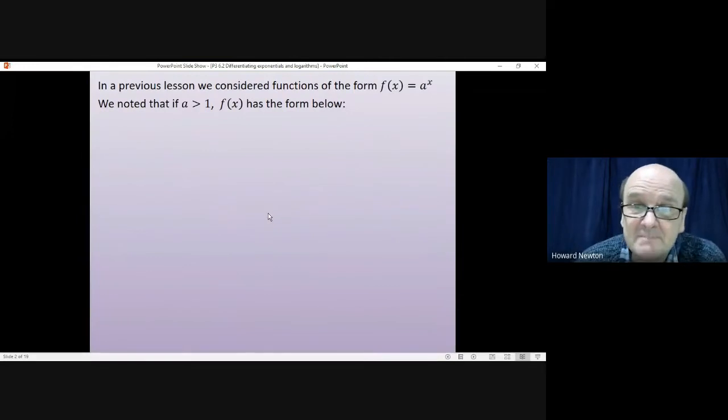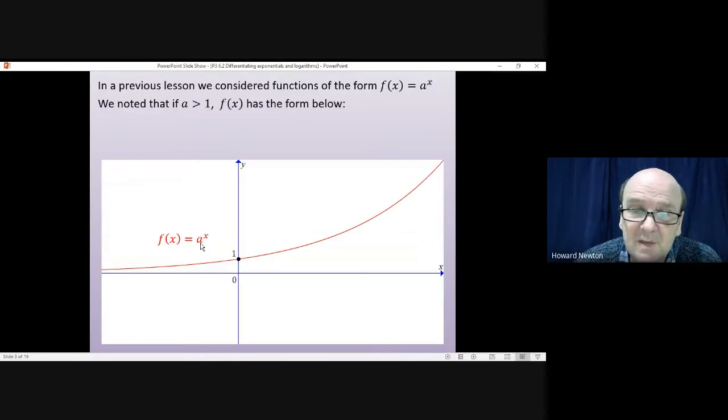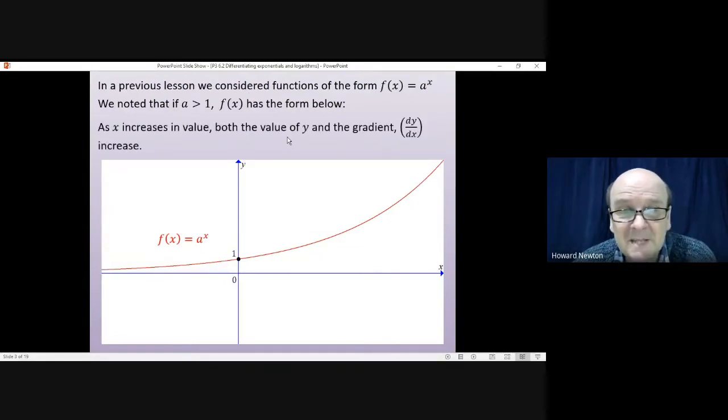In a previous lesson, we considered functions of the form f of x equals a to the power of x, and we noted that if a is bigger than 1, then f of x will have the form below. Doesn't matter what the value of a is, the graph will look something like that. As x increases in value, the value of y increases and the gradient increases as well. The graph gets steeper and steeper.